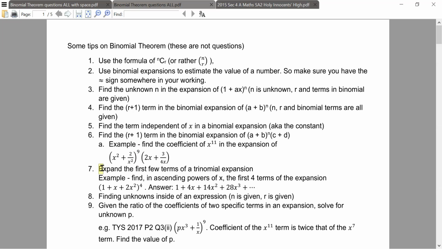Then number 7, you expand the first few terms of a trinomial expansion. What's trinomial? It means inside the bracket, you see how many terms? 1 plus x plus 2x squared, for example. 3 terms.